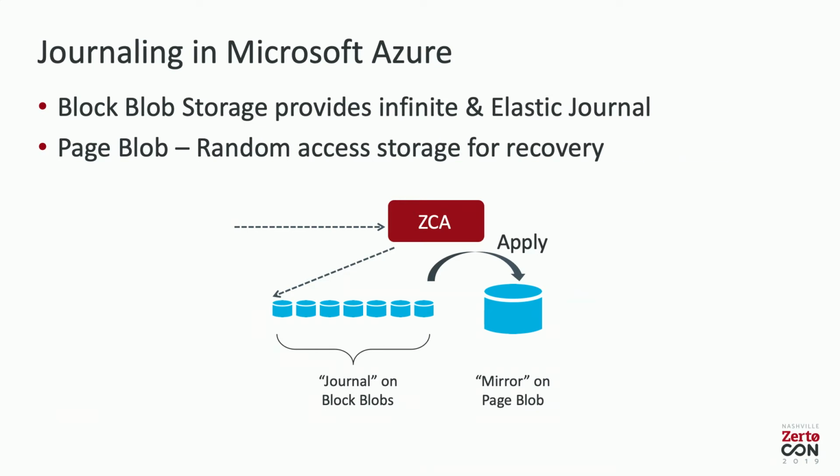Now, what do we do for that recovery disk? We use page blobs. Page blobs are very much like disks. Those are storage blobs in Azure that are read-write. You can change them, and you can connect them later on to a virtual machine as a disk, very similar to a VMDK file in VMware. But other than that, very similar, again, at the algorithm level.